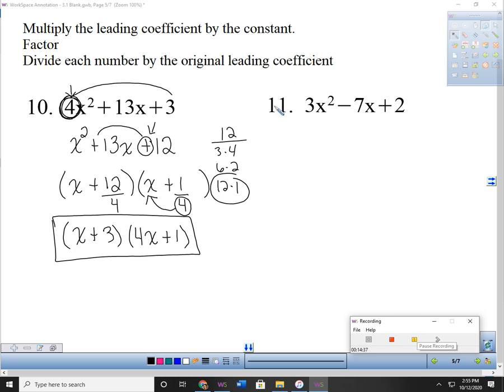So take a look at number 11. First, always look to see if you have a common factor. Do I have a common factor? No. So I see that I have a number in front. That's a problem. So I'm going to multiply it times the back. That gives me x squared minus 7x plus 6.